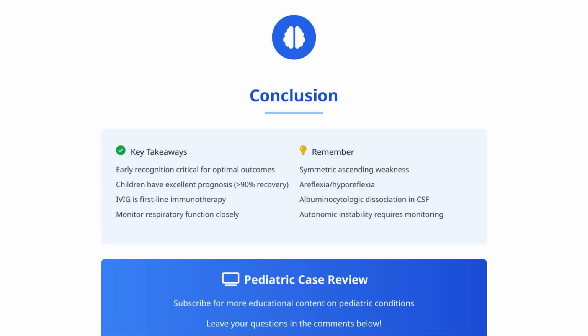Thank you for joining this comprehensive review of Guillain-Barré syndrome in children. Remember that early recognition and intervention are critical for optimal outcomes, though children generally have an excellent prognosis. We've covered the clinical presentation, examination findings, pathophysiology, investigations, treatment, and complications of this important neurological condition.